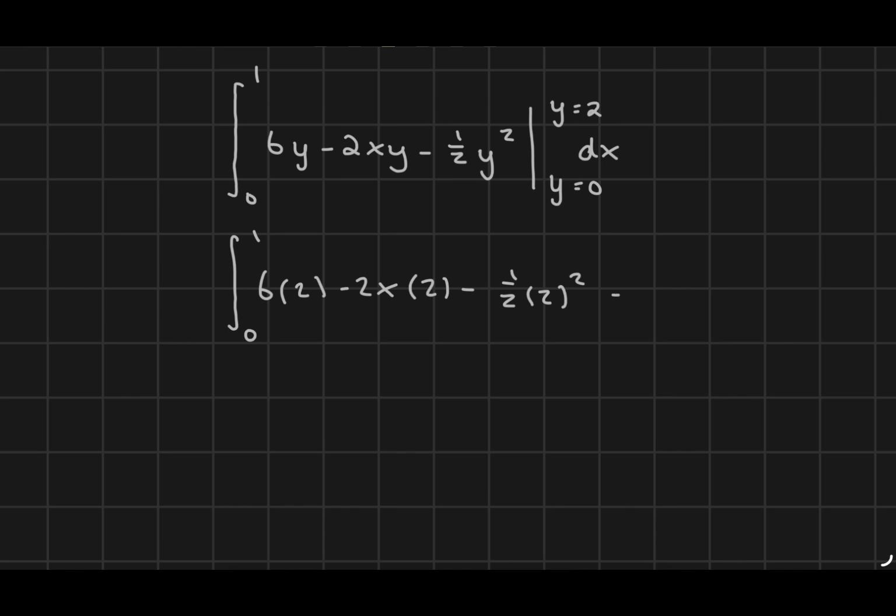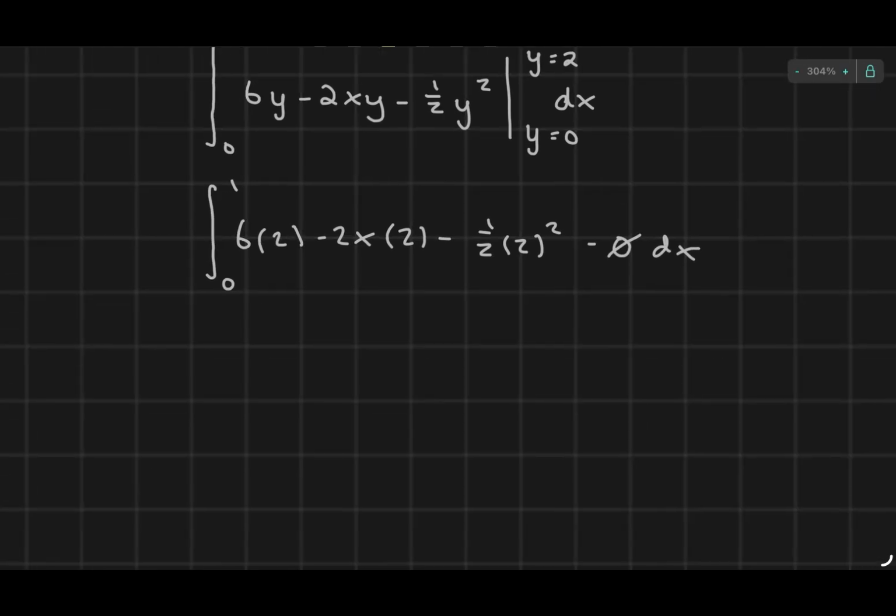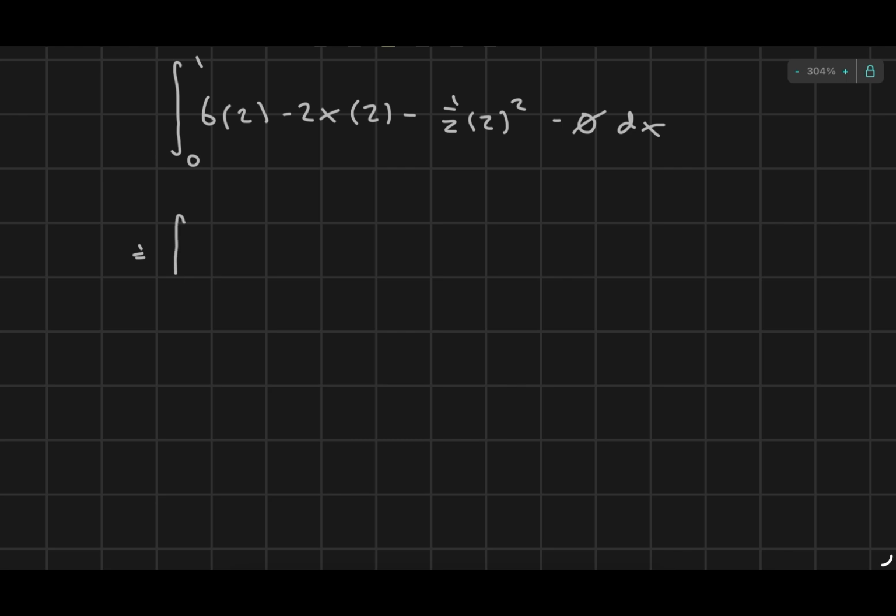Minus, that's going to be 0, that's going to be 0. As you can see, if we plug in 0 here, that's going to be 0, that's going to be 0, that's going to be 0. Multiplication by 0 minus 0 dx. So just simplifying this a little bit further, we are going to have the integral from 0 to 1 of 12 minus 4x minus, well, 2 squared is 4. 4 over 2 is 2. So we're going to have 2 dx.